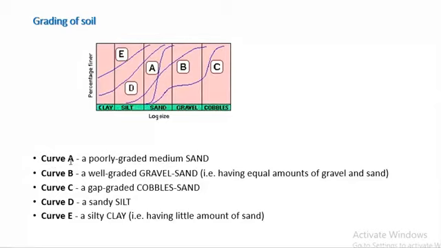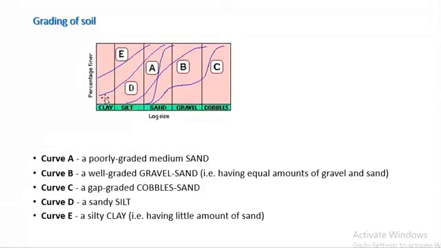If you see curve A, it starts from the middle of the silt, passes through sand and gravel, and then touches a little amount of cobbles. So it's poorly graded medium sand. Most of its part is covered by sand and gravel. So it's poorly graded medium sand.